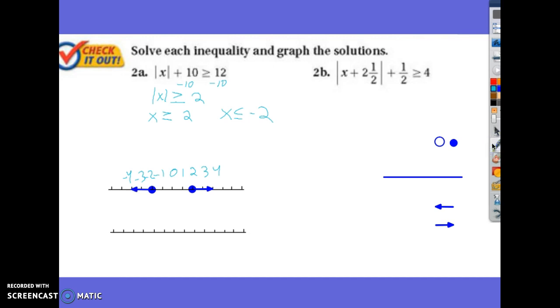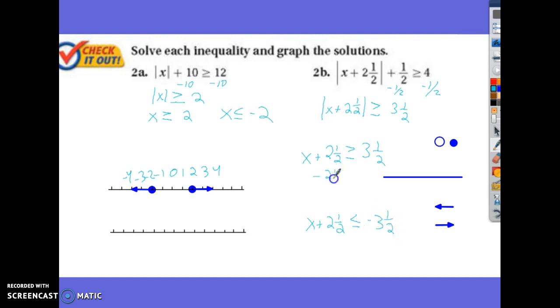So we're going to solve. The absolute value of x plus 2.5, and then we're going to subtract a half from each side, is greater than or equal to 3.5. So we're going to, again, x plus 2.5 is going to be greater than or equal to 3.5. We're going to leave that alone. And then x plus 2.5 is less than or equal to -3.5.